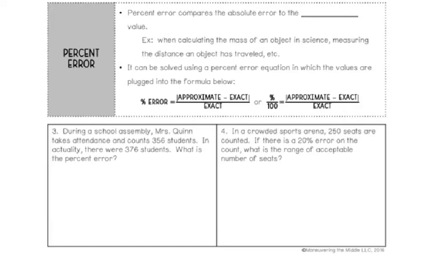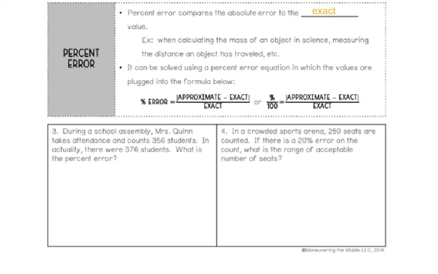Percent error compares the absolute value to the exact value. For example, when calculating the mass of an object in science, measuring the distance an object has traveled, etc. Percent error can be solved using a percent error equation in which the values are plugged into the formula below.